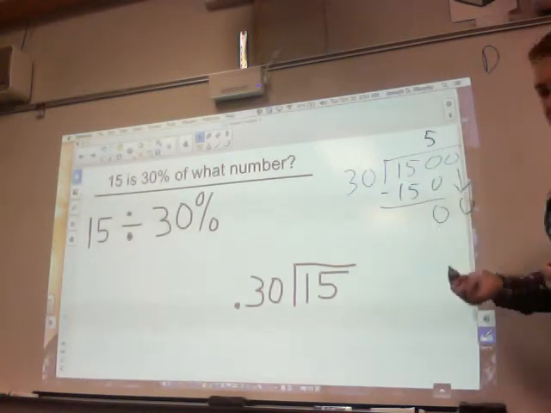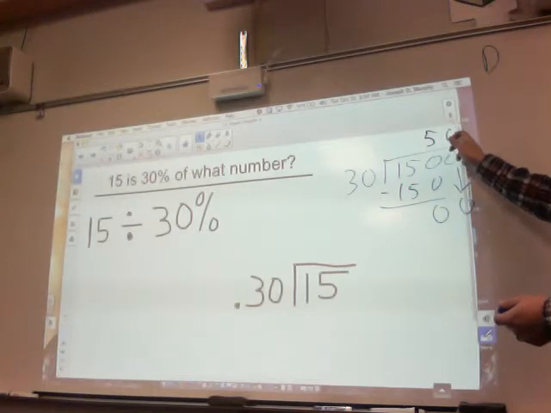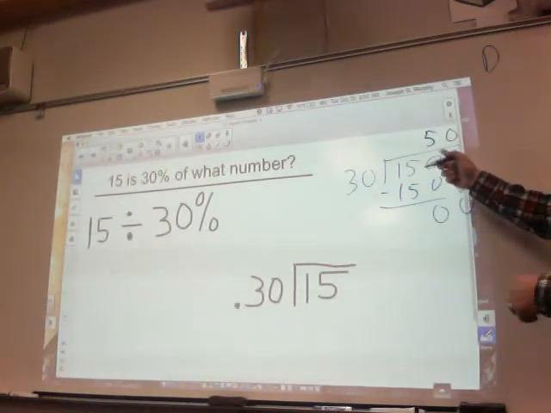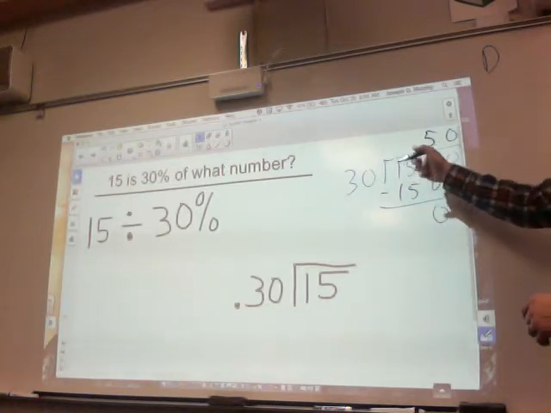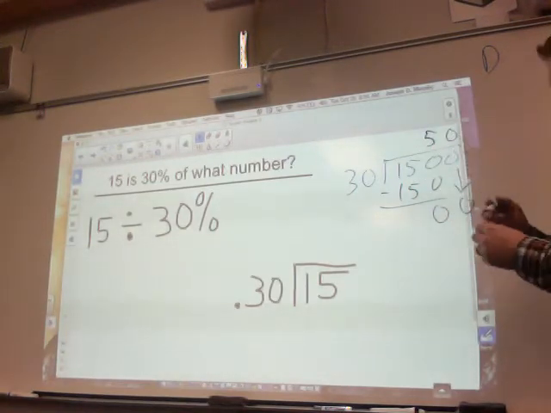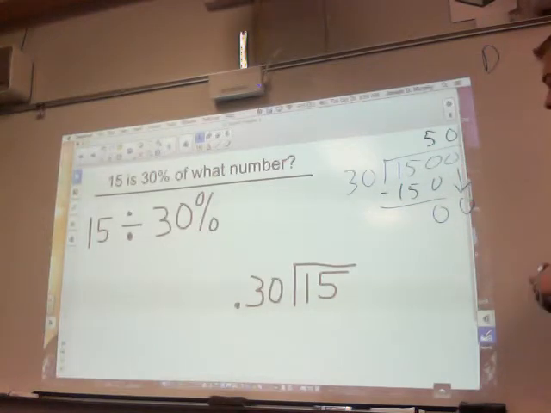How many times can 30 go into 0? 0 times. And you have to do that, by the way. You can't just leave a 5 up there. Okay? You have to fill in your place value spots. All right? So if I have a 10s here, I can't just have a blank in my 1s. I have to fill it with a 0. It is 50.